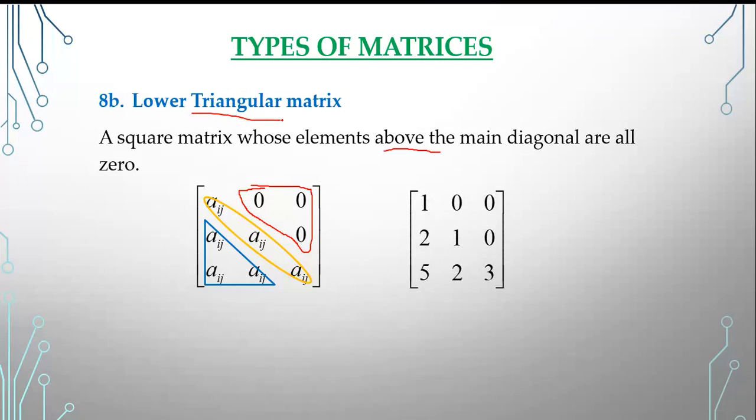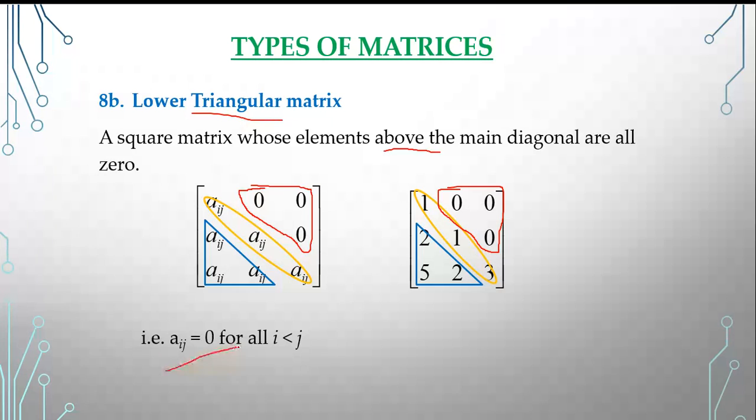Similarly, if we have this type of matrix, and this is our main diagonal, the elements above the main diagonal are all zero. So this is our lower triangular matrix, right? So if i is less than j, then aij equals 0. Clear?